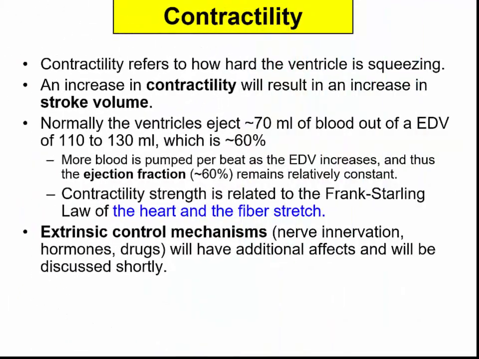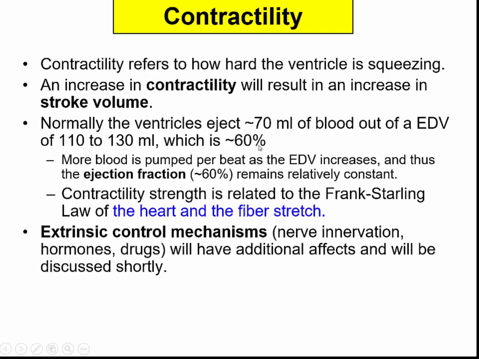Well, contractility refers to how hard the ventricle is squeezing. An increase in contractility is going to result in an increase in stroke volume. Normally, the ventricles eject about 70 mils of blood out, with an end diastolic volume of, let's say, about 120 to 130 mils. That's going to be around 60%.